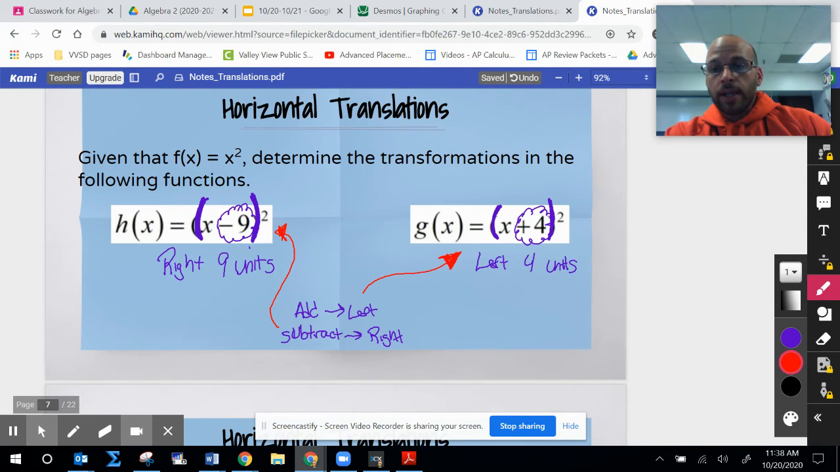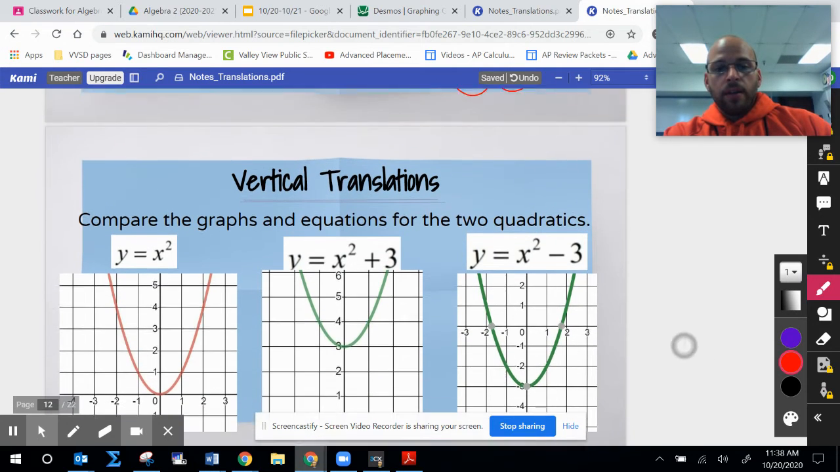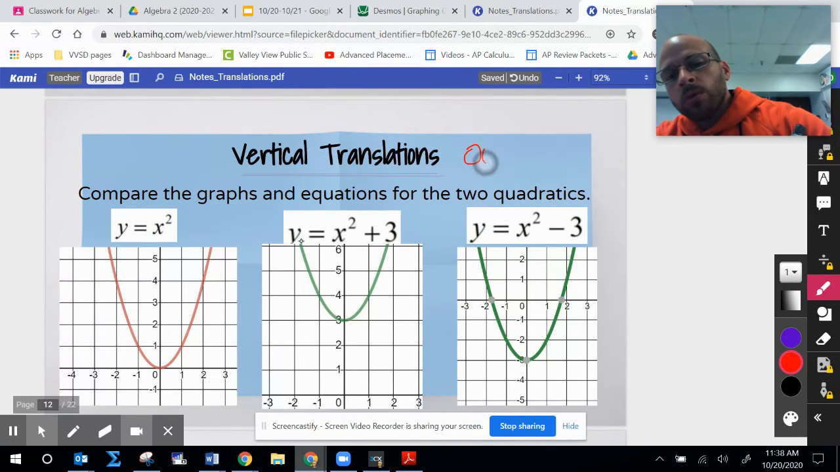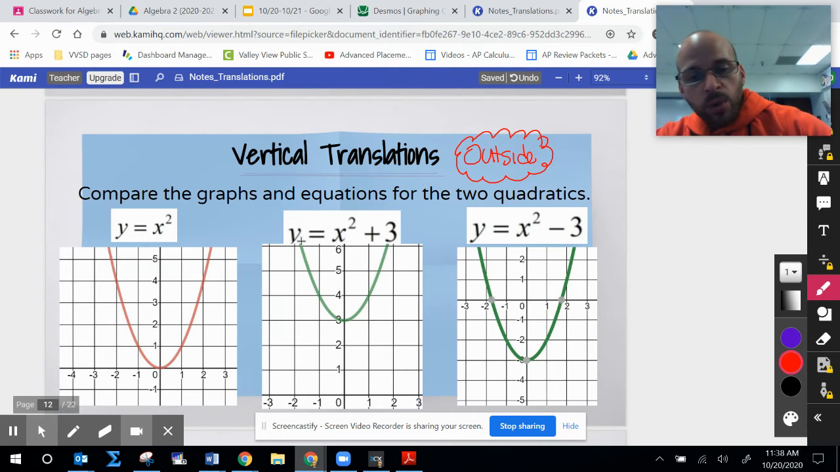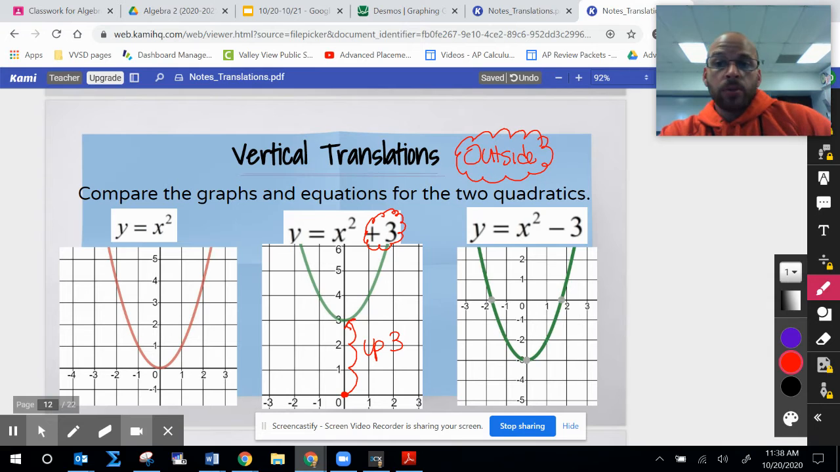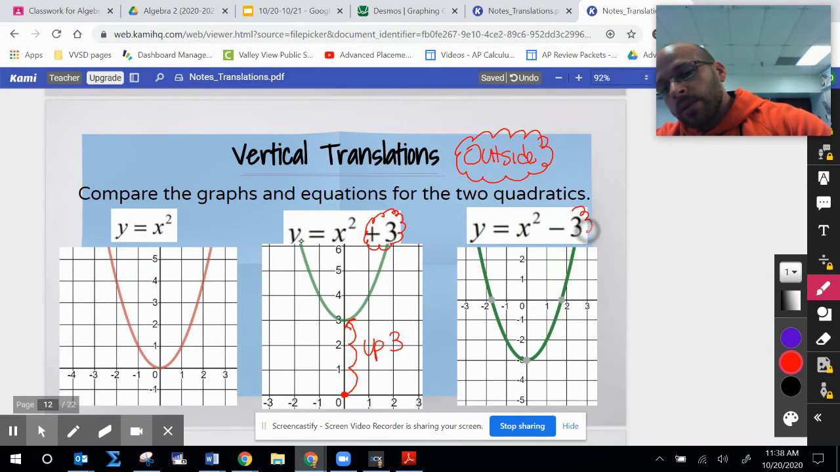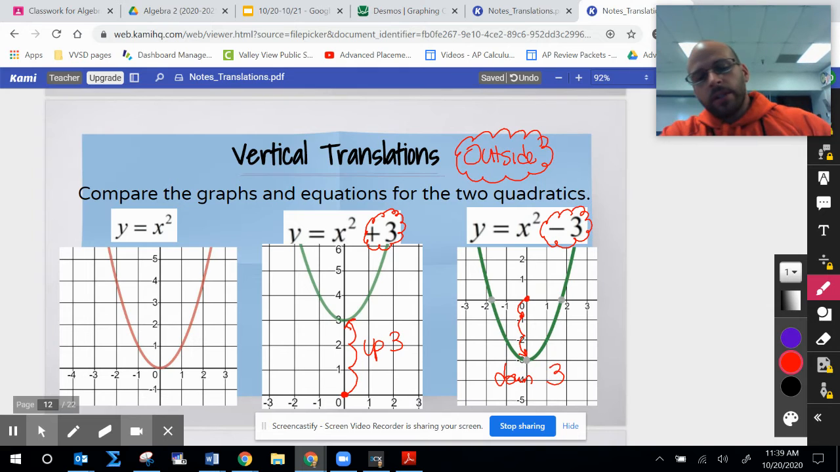Now, vertical translations have different rules. Vertical translations are on the outside, or after we square x. They're after it. They're in addition to it. So if you add 3 to the outside, it's no longer in the parentheses. My graph is no longer going to be at the origin, but it is going to go up 3. Notice we do not take the opposite anymore. If you add 3, you go up 3. If you subtract 3 on the outside, that means we're going to go down 3 units.